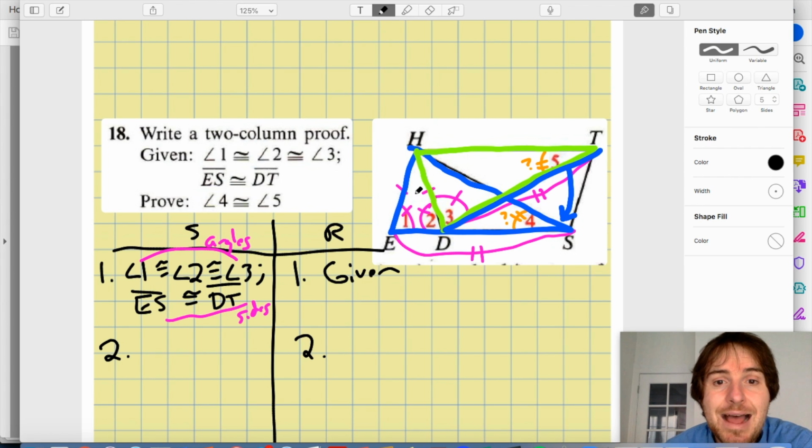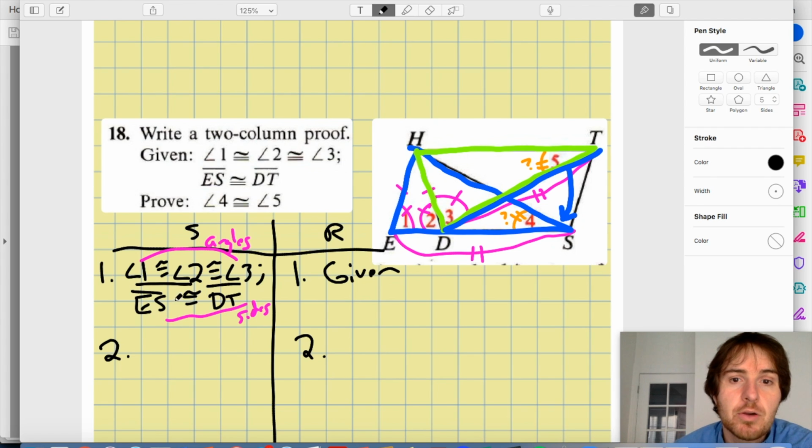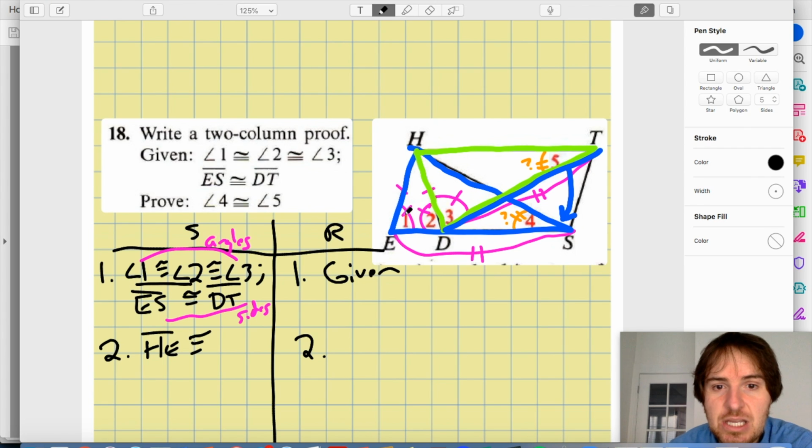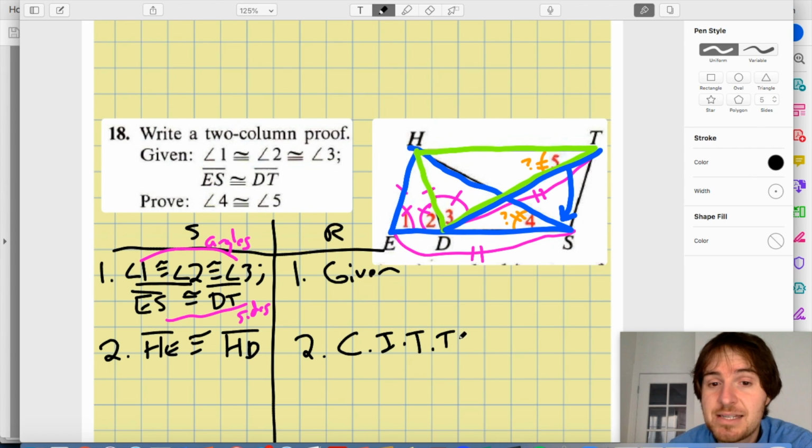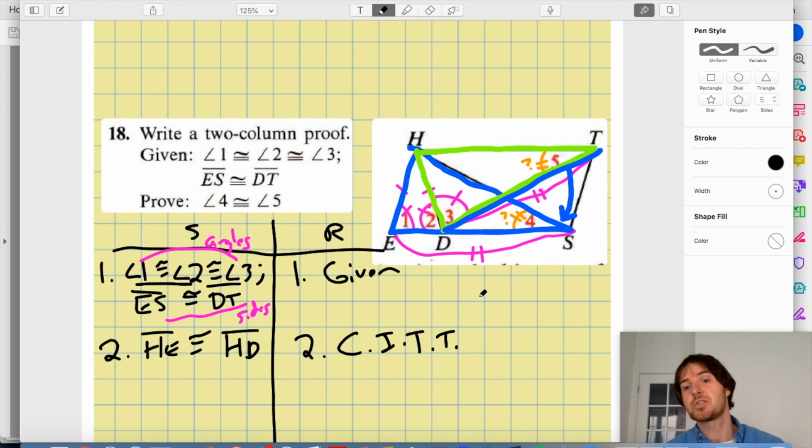Okay, so anyways, I want to get HE and HD congruent to one another. How did I get that? Well, I was told that angle 1 is congruent to angle 2, and those are two angles of a triangle. When you have two angles of a triangle congruent to one another, then the sides opposite them, so HE and HD, because that's opposite angle 1 here, are congruent to one another. Okay, and that is through the converse ITT, the converse of the isosceles triangle theorem. Start with the angles, it gets the sides congruent.